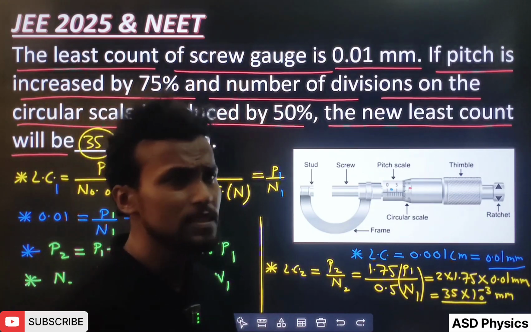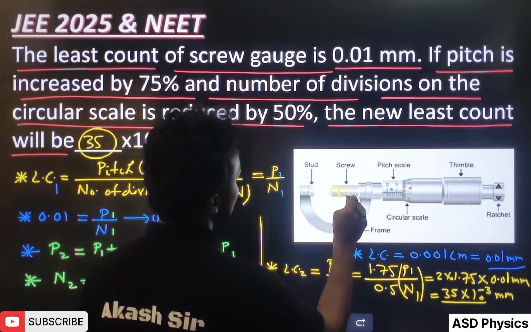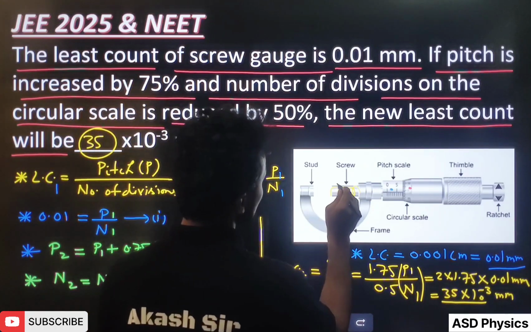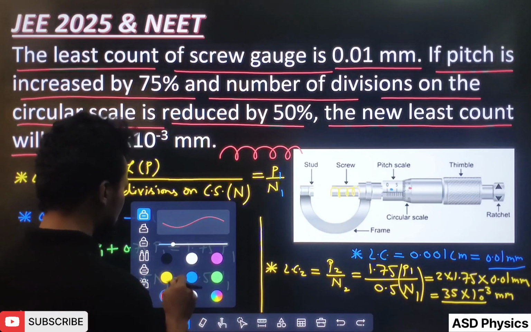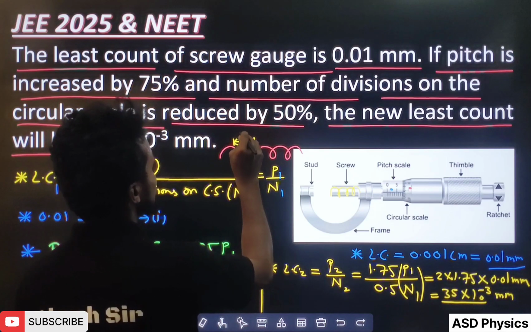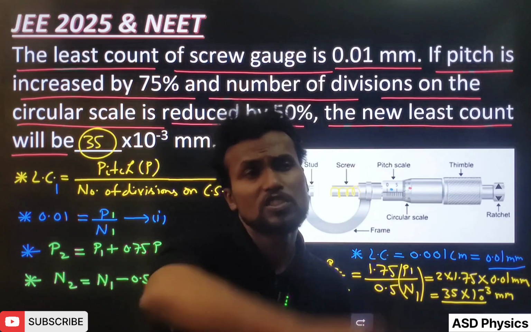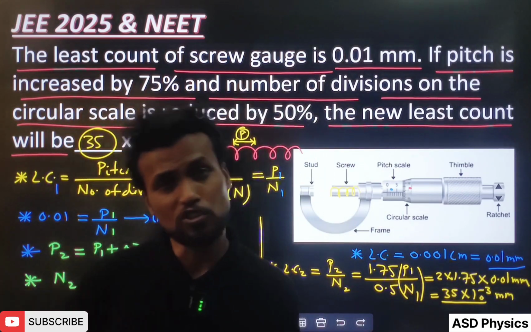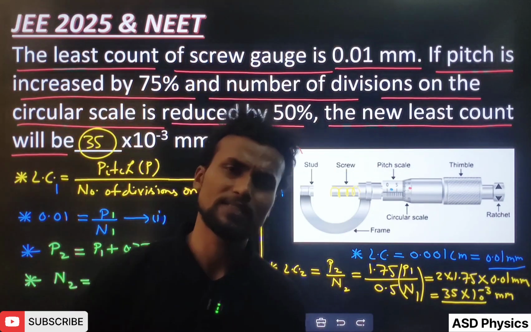Here the term pitch is coming. In the screw gauge, the distance between two consecutive threads, like in a screwdriver, is called the pitch. Even in the Moving Charges and Magnetism chapter, when a charged particle moves in a magnetic field at an angle other than 0, 90 or 180 degrees, the charged particle moves in a helical path. There also we have seen the term pitch.